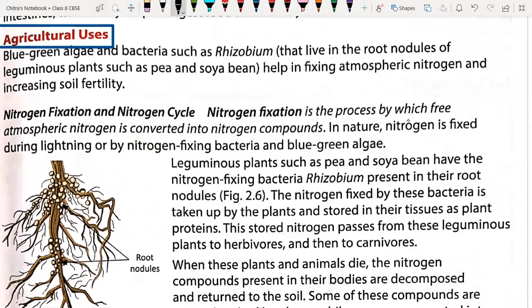Okay, we'll go there. See, blue-green algae and bacteria such as rhizobium that live on the root nodules of leguminous plants such as pea plant, soya bean, gram, pulses, etc., help in fixing the atmospheric nitrogen and increasing the fertility of the soil, because that nitrogen which is converted into nitrite and nitrate form remains in the soil itself. That's why the fertility of the soil is increased.